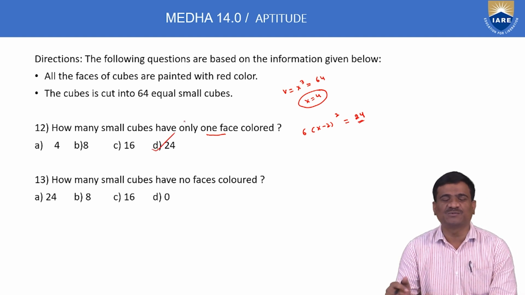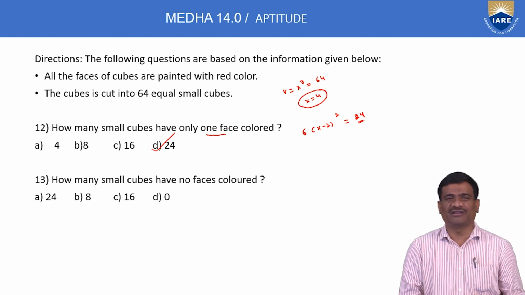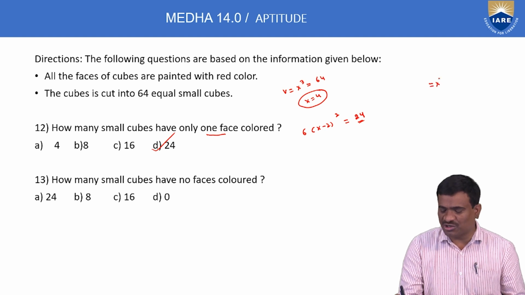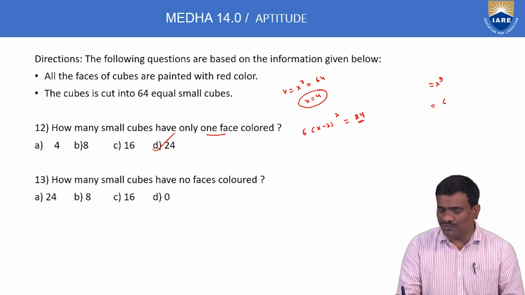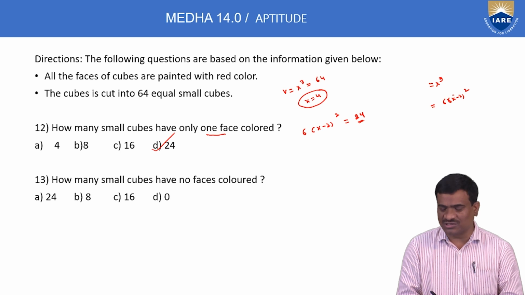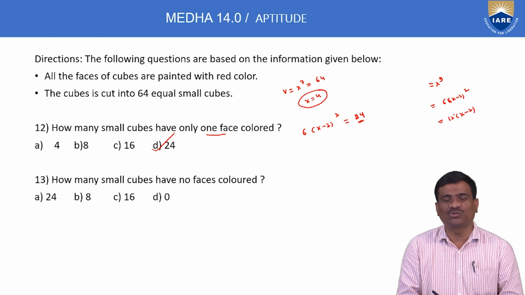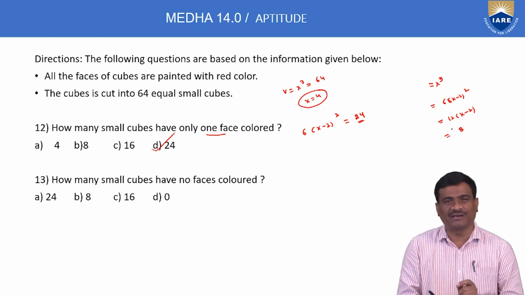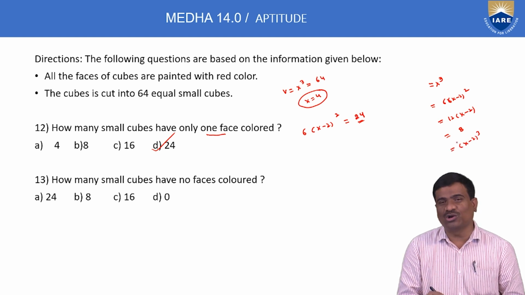Verify the concept of the topic. Your formulas are the important thing. First, total number of small cubes is equal to x cube. Second, only one face is painted: 6 into x minus 2 whole square. Only two faces are painted: 12 into x minus 2. Next, three faces are painted: 8. No faces are painted: x minus 2 whole cube.